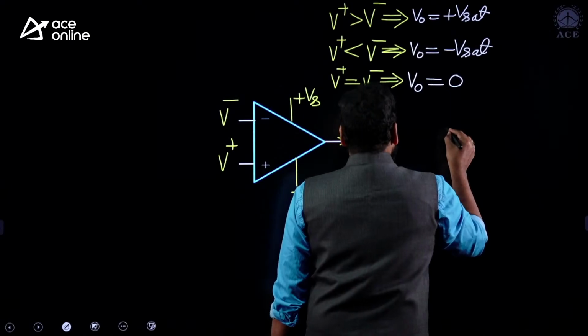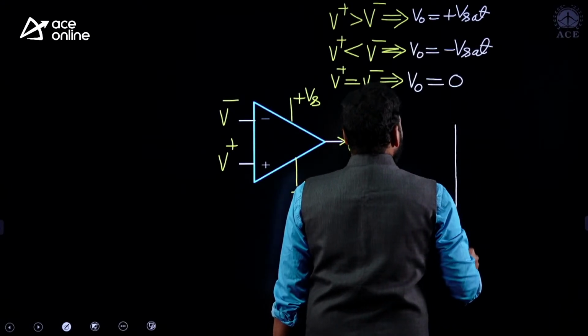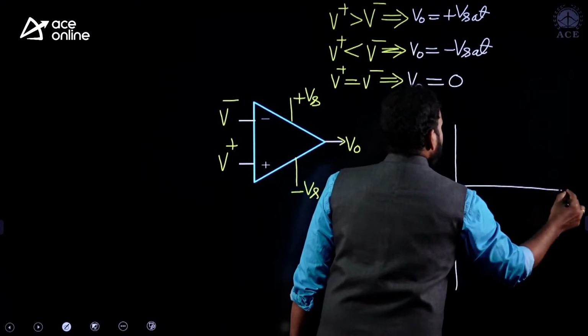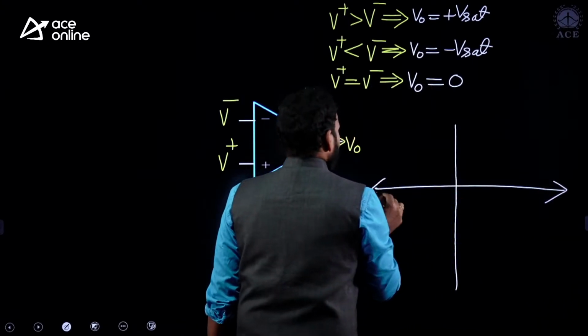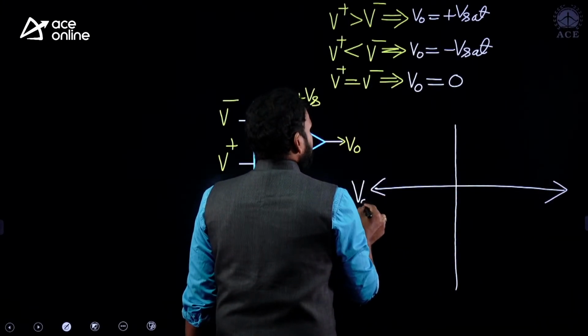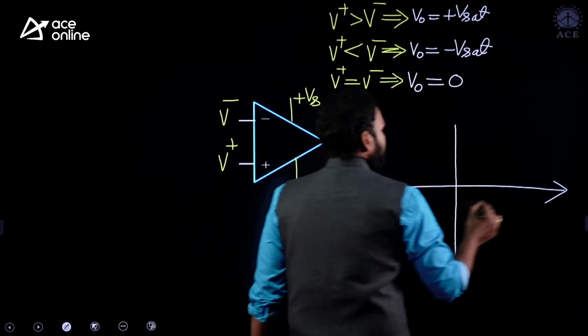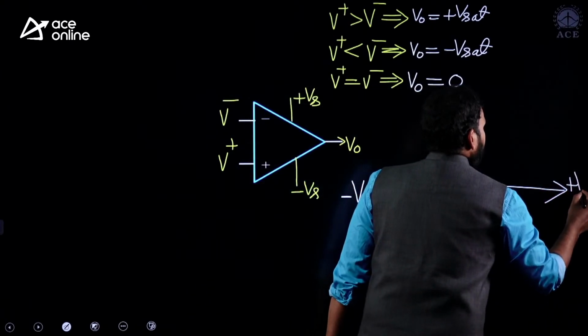If I take the rough sketch, transfer characteristics, difference negative, and if the difference is positive.